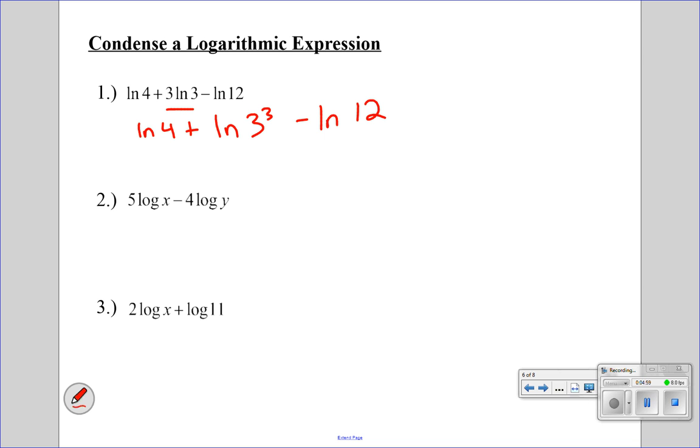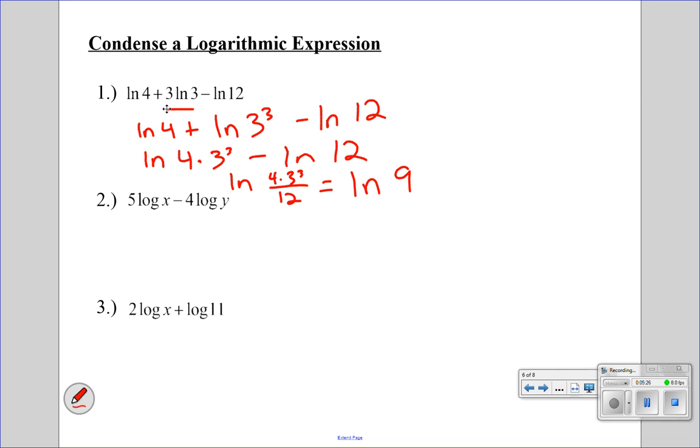Now we're going to do our product property. So this becomes the natural log of 4 times 3 cubed minus the natural log of 12. And now we can do our quotient property. So this just becomes the natural log of 4 times 3 cubed over 12. We can simplify this, and this simplifies to the natural log of 9.